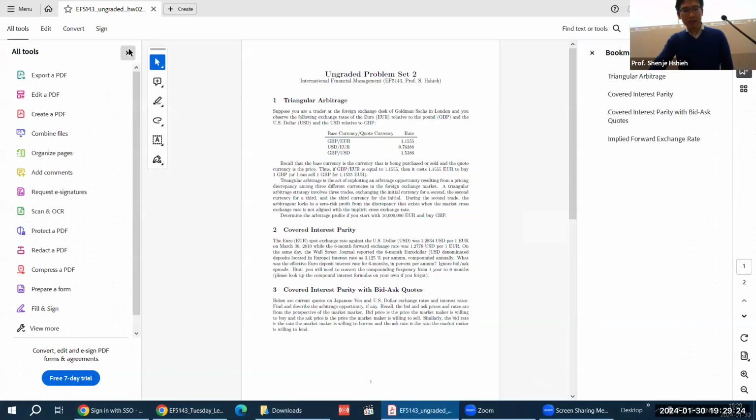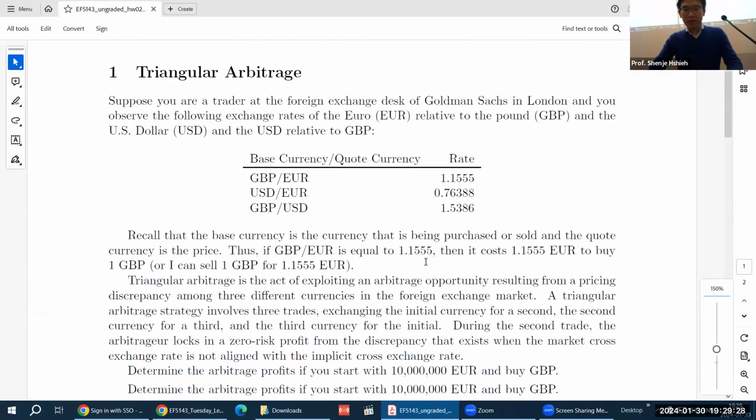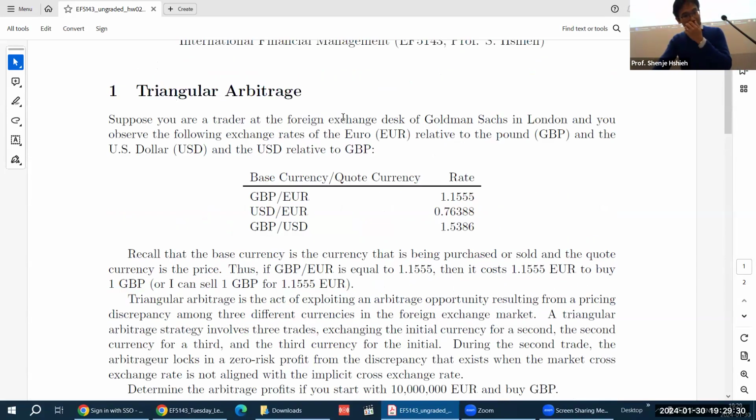So the problem set is the following exercise. I gave you another triangular arbitrage setting, a much easier setting in which there's no bid and ask quotes anymore. It's just a single quote. So things are much easier.